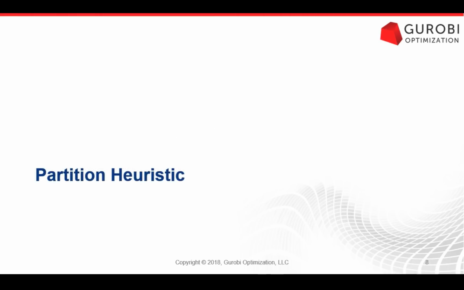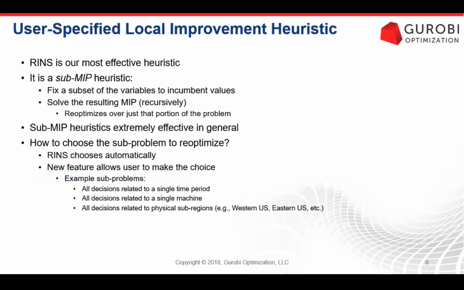The next new feature I want to talk about is our user-controlled partitioning heuristic. Gurobi includes a number of heuristics that are designed to find high-quality solutions to MIP models quickly. Among these heuristics, I think we have 15 different heuristics. The most effective one by far is one called RINS, Relaxation Induced Neighborhood Search.